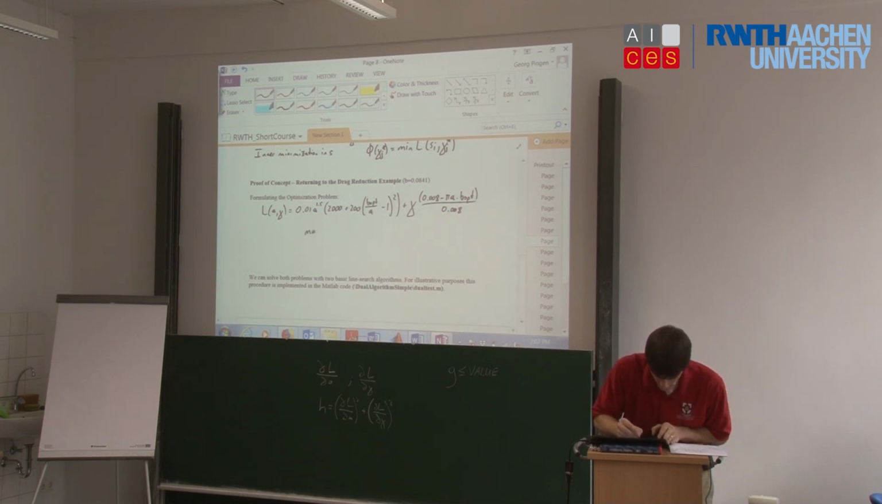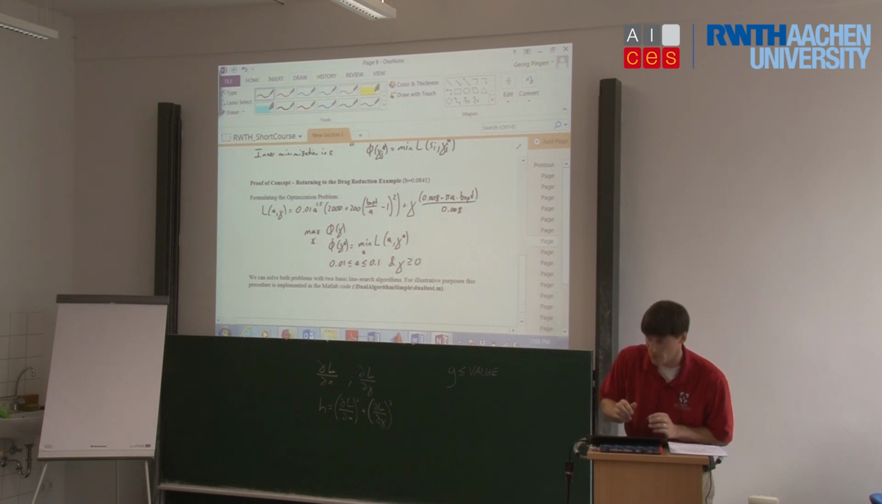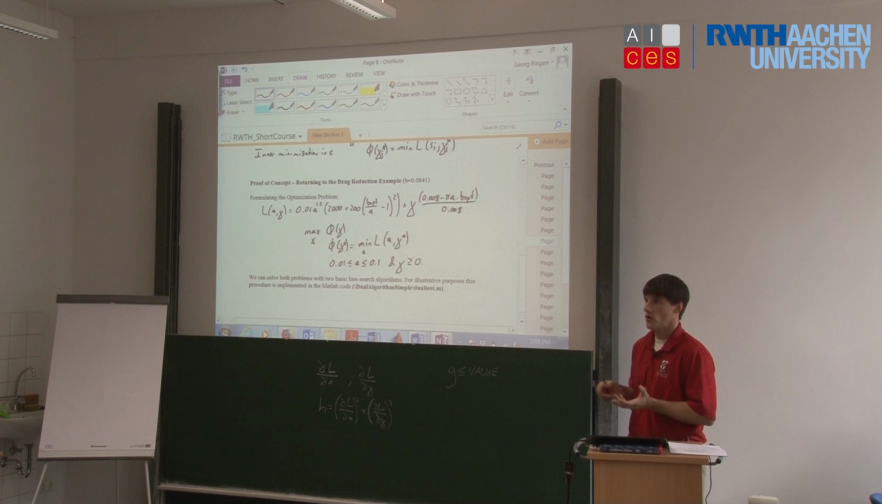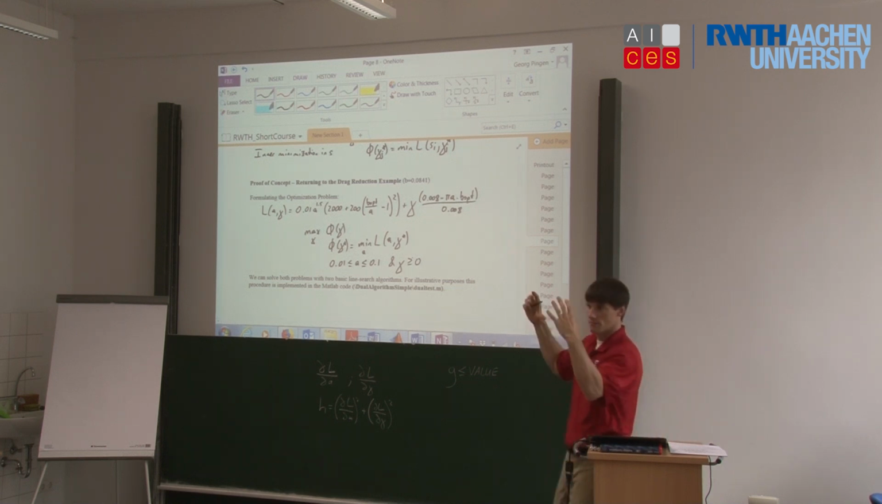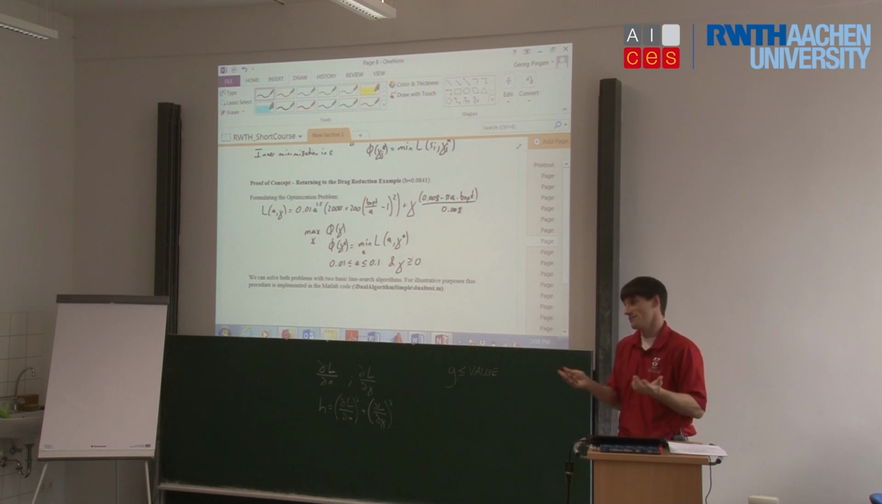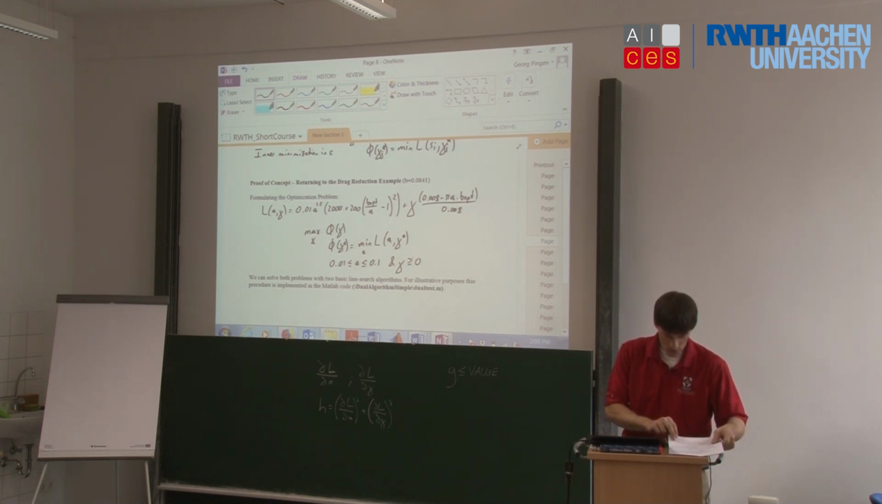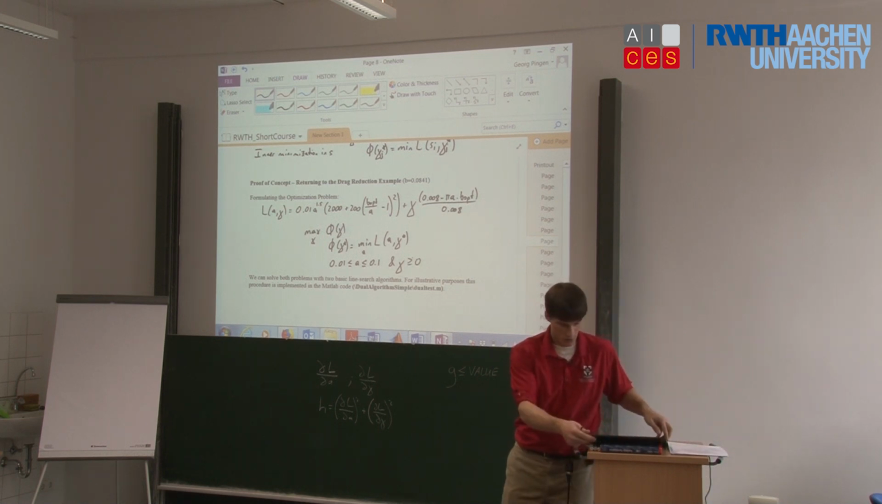Now we have the max of phi as a function of gamma, and then phi of gamma star is going to be the minimum over A of L of A, gamma star. For our problem, 0.01 is smaller or equal to A, which is smaller or equal to 0.1. And gamma, we've said before, has to be greater or equal to 0 because we're using an inequality constraint. If our optimal design is bigger than the required volume, we're fine, because we can still fit the fuel tank if the wing is bigger, if that happens to be the lowest drag design, which it's not going to be. So now we can look at this problem.